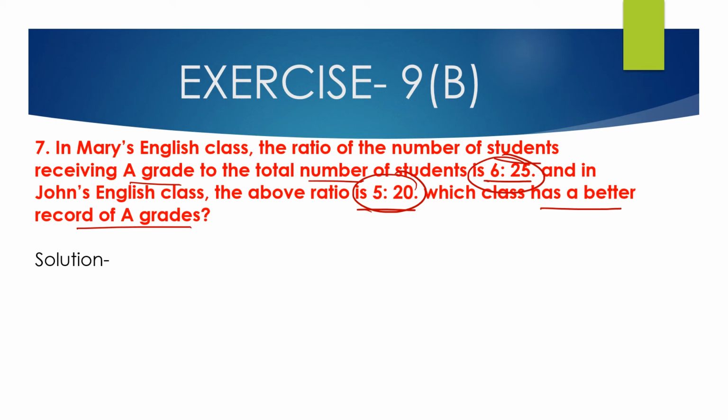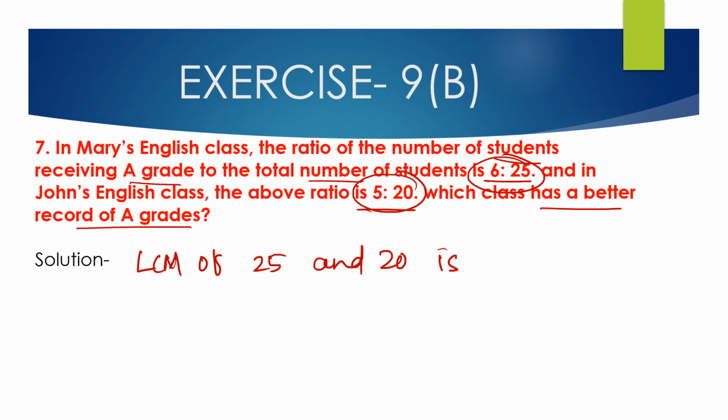When we compare the ratios, we have to find the LCM of the consequents. Then equate the consequents with the LCM, that is, by multiplying the same number with both the antecedent and the consequent. Then, after getting the same consequent in both ratios, we compare which number is greater. So first we find the LCM of the consequents 20 and 25. The consequent of 6 is to 25 is 25, and the consequent of 5 is to 20 is 20.